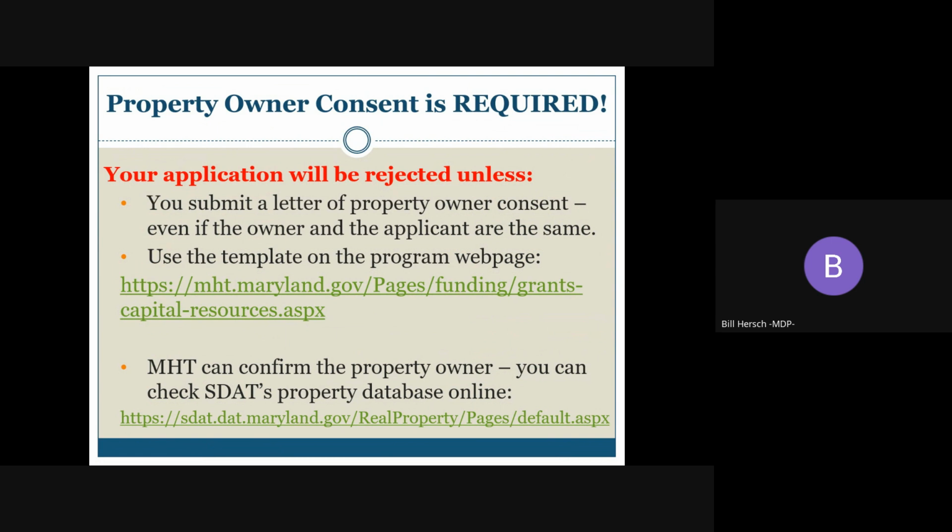Even if the applicant is the owner and even if your property already has an easement with MHT, you must still submit this letter. MHT will use the property listing in SDAT to confirm the name of the property owner, and then they will compare that information with what is provided in the property owner consent letter. If MHT cannot find your property on the SDAT website or the information does not match what you've provided, your application may not be considered for funding. Please check before you submit your application to make sure there are no issues.